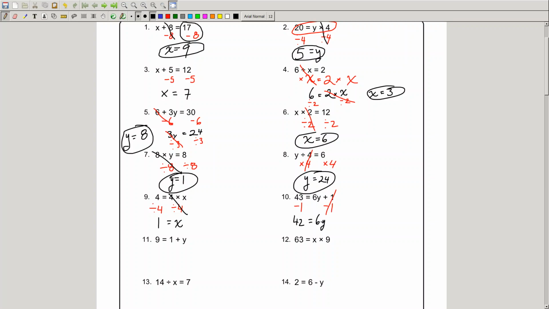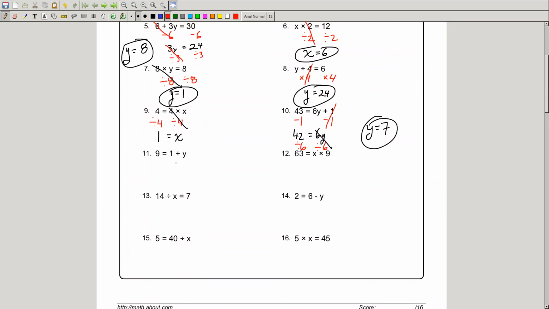So 6 times y equals 42. The opposite to multiplication by 6 is division by 6, and I do it to both sides. And I end up getting y equals 42 divided by 6. 42 divided by 6 is 7. y is 7.